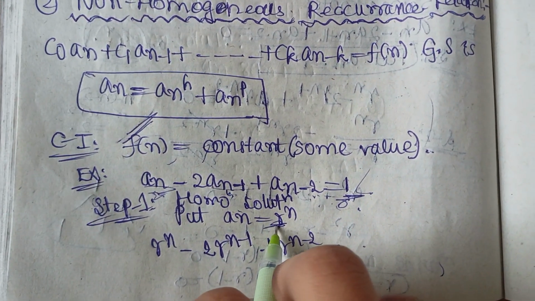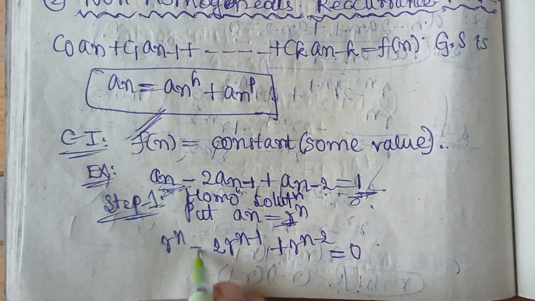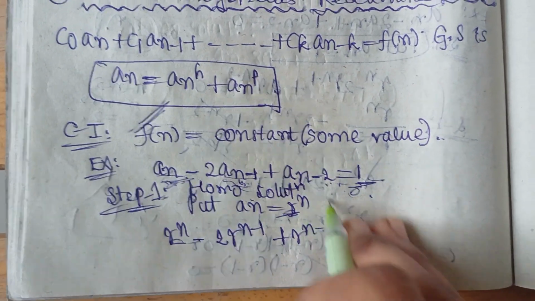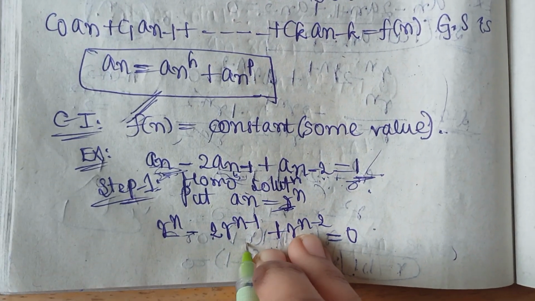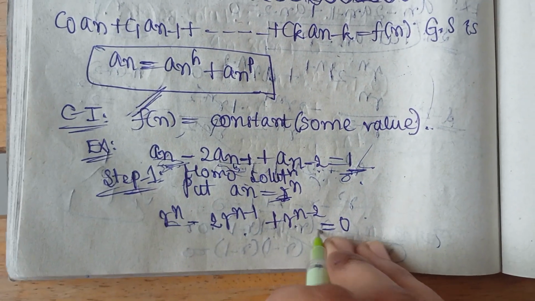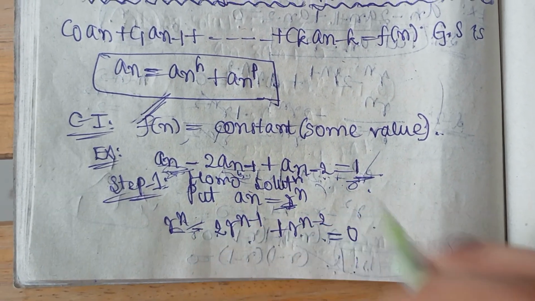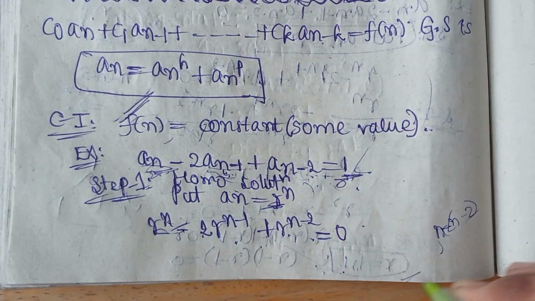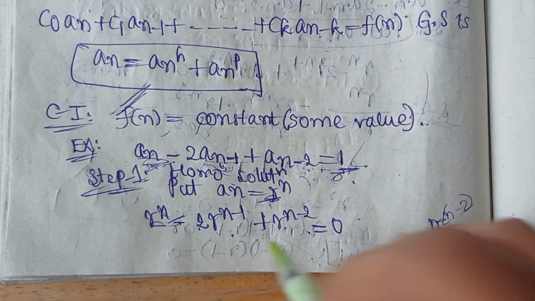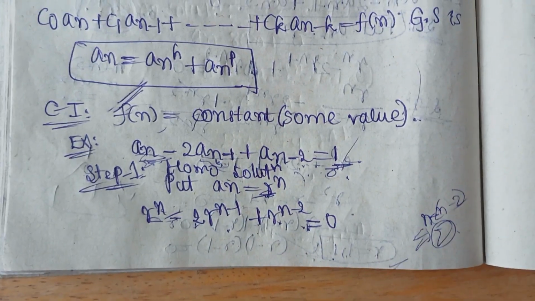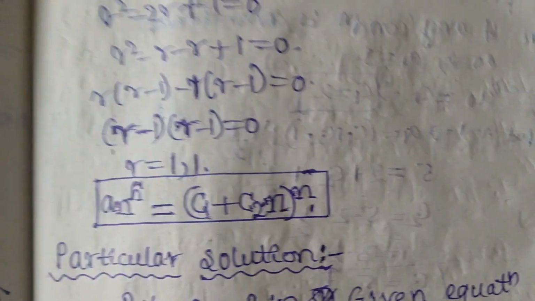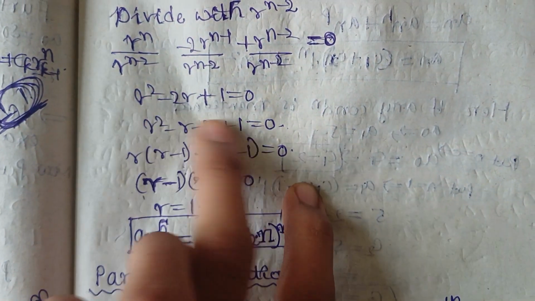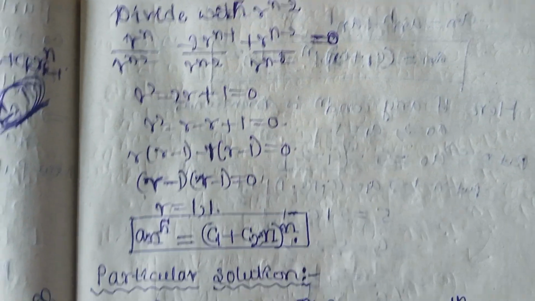On substituting r^n in the place of an, we get r^n minus 2 r^(n-1) plus r^(n-2), since in the place of n-1 you place n-1. Since the lowest degree is n-2, the difference being 2, you have to divide the entire equation by r^(n-2). Now this is your final equation, and you have to find the roots of this equation.